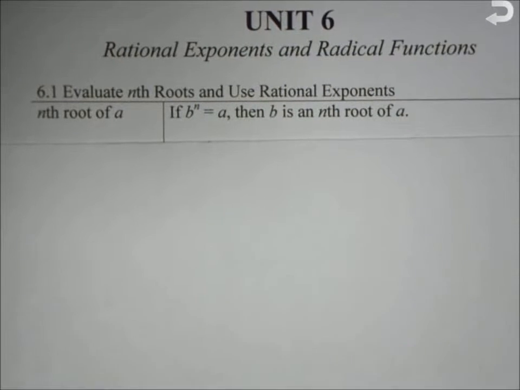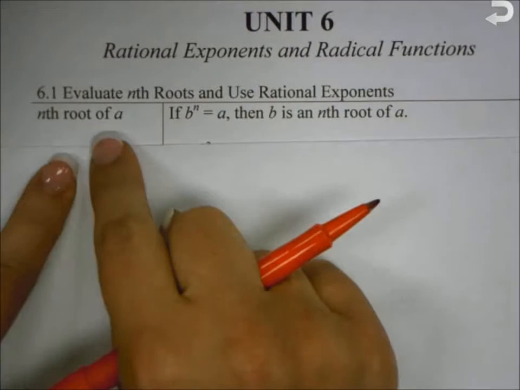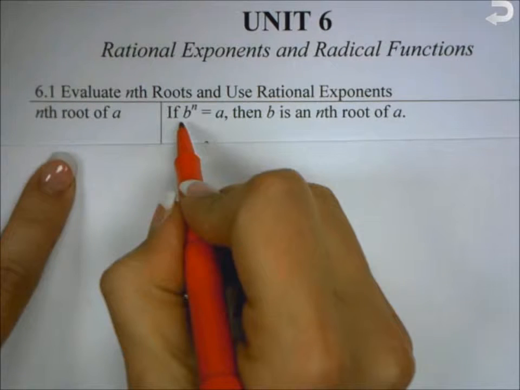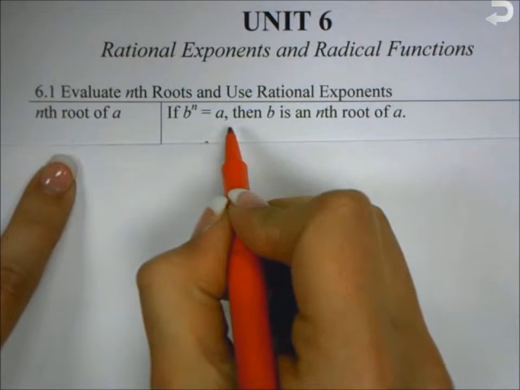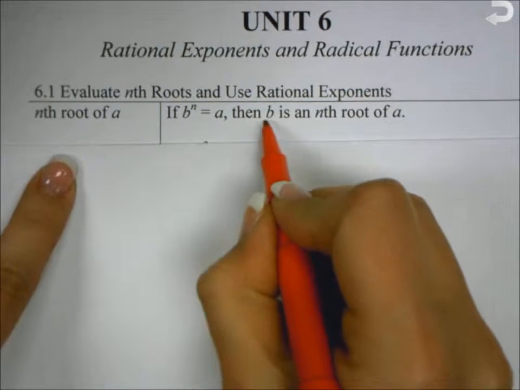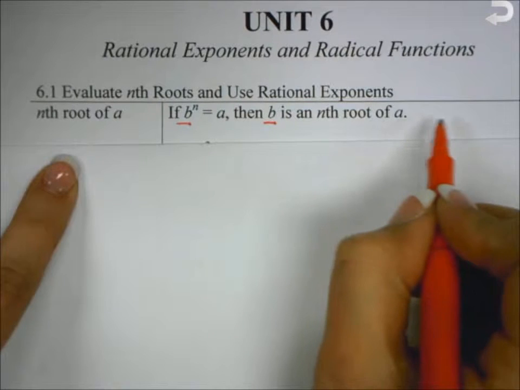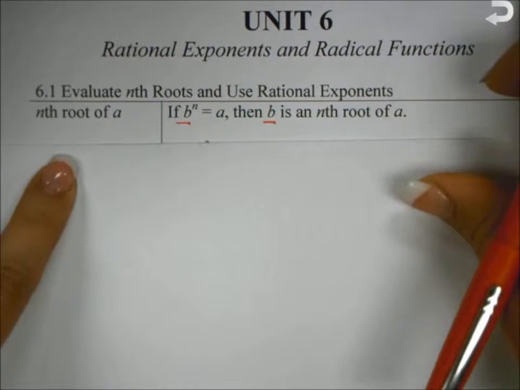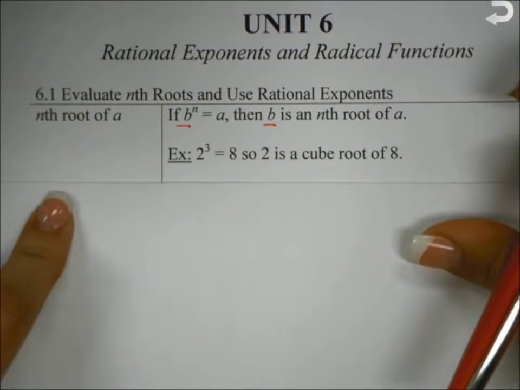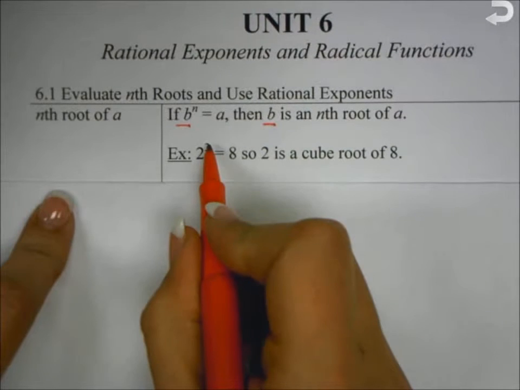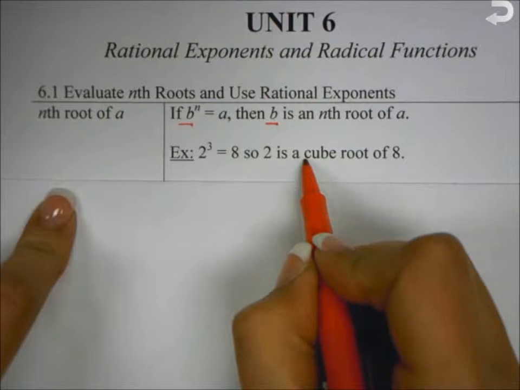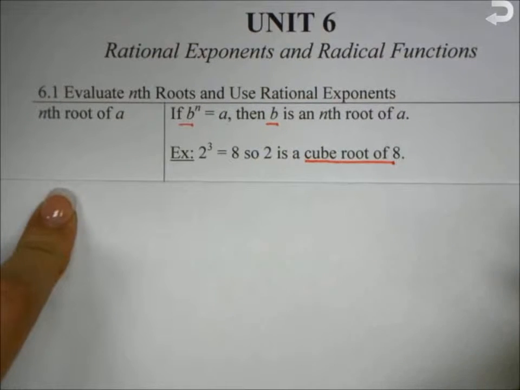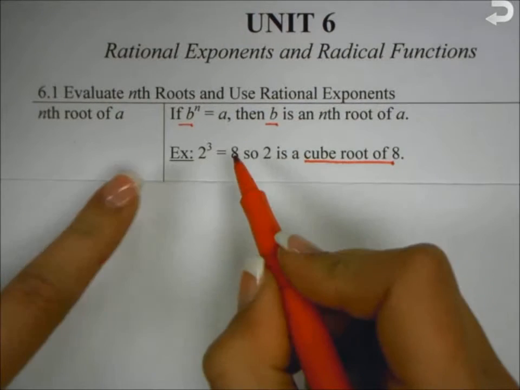If we have some number b raised to a power n and that equals a, then we call b an nth root of a. Now we can look at this in a little simpler example. We know that 2 to the third power equals 8, so we would call 2 a cube root of 8. That's all it means: when we take the cube root of 8, we get an answer of 2.